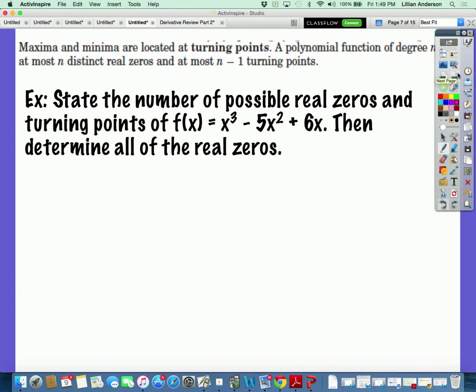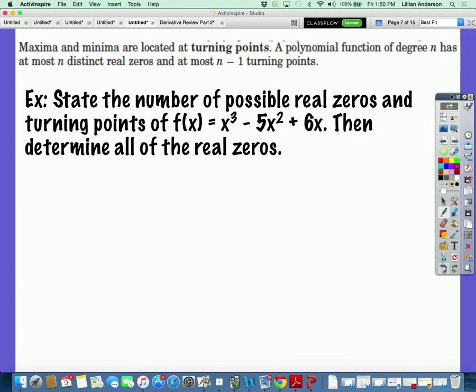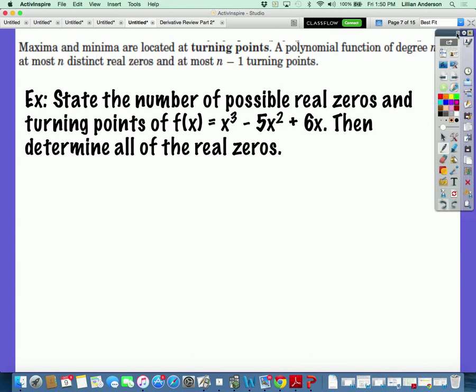Maximum and minimum. We talked about this already with extrema. They are located at turning points. Okay, so that maximum point, that minimum point, they are called turning points. And a polynomial function of degree n has at most n distinct real zeros. And it has at most n minus 1 turning points. That means we can have up to that many zeros and up to n minus 1 turning points.